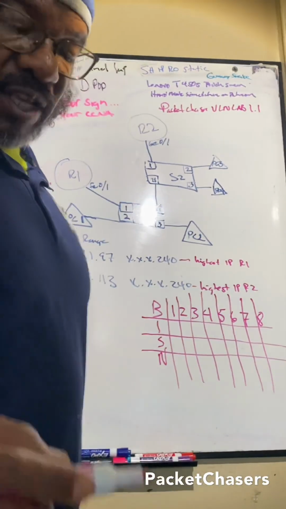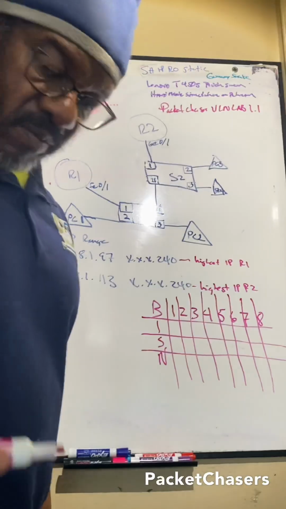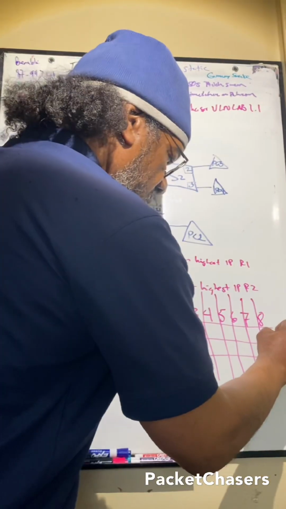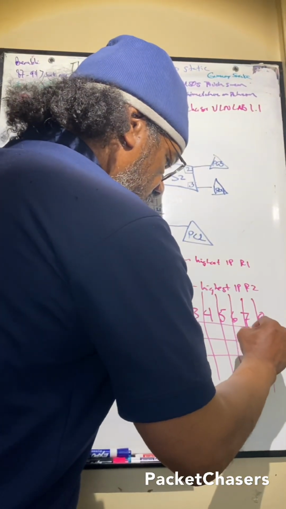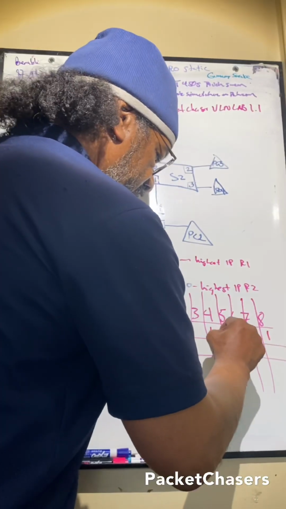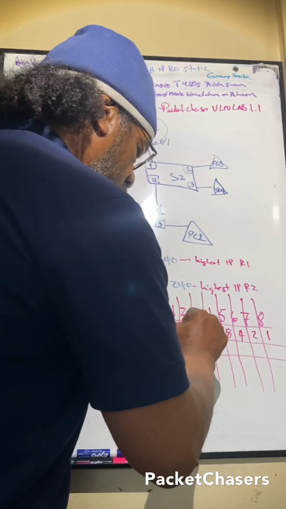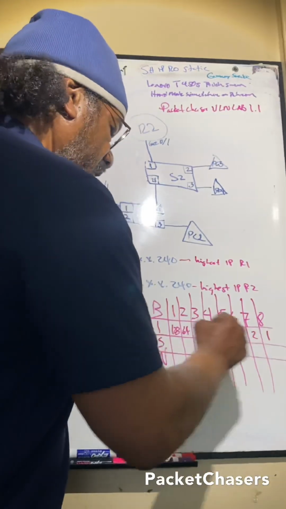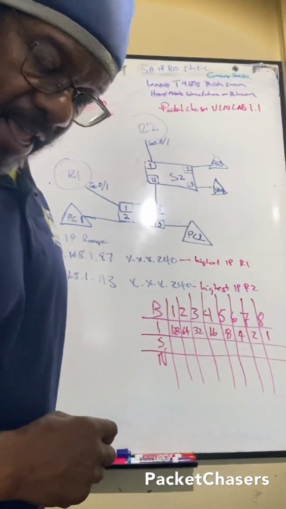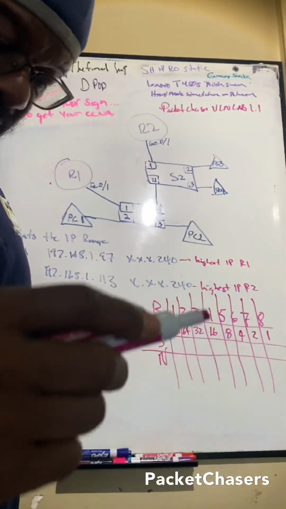So the I is the increment. The I is the increments, family. So basically, they're going 1, 2, 4, 8, 16, 32, 64, 128. They're going to double up from the right. The S stands for subnet mask.